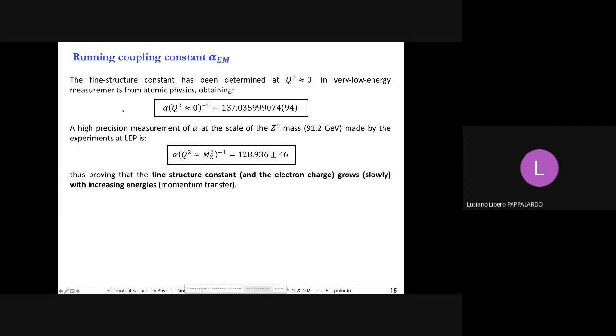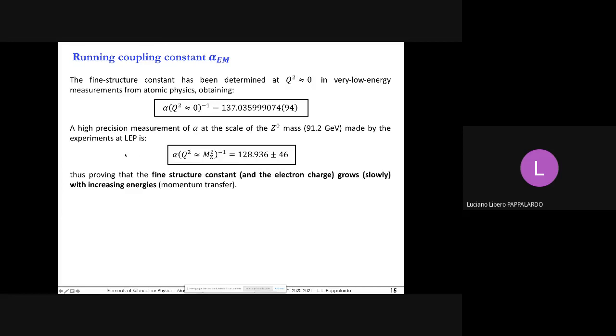But then a high precision measurement of alpha at the scale of the Z mass, so 90 GeV, has been made at the LEP, which was the electron-positron collider at CERN, before the Hadron Collider. And so we are now at quite large energy scale, and now the value, as I was anticipating before, is now larger. So it's 1 divided by 128.